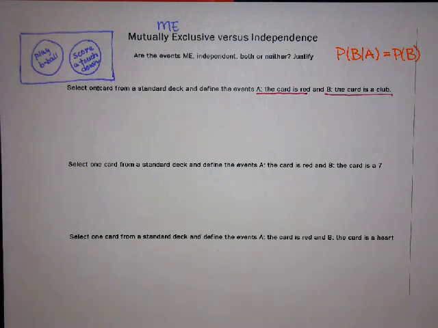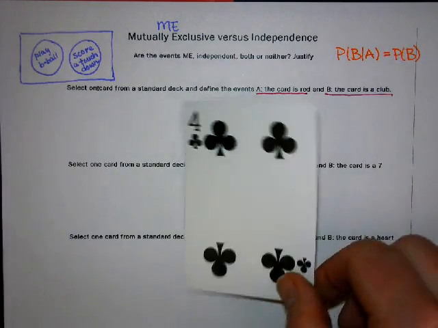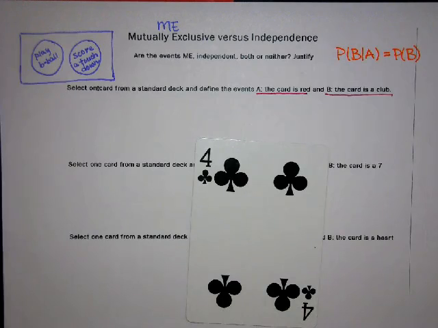Here's a club, in case you forgot. Can that card be red at the same time that it's a club? Clubs are black. There's no change in that. So A and B are mutually exclusive. My card cannot be red and be a club at the same time.